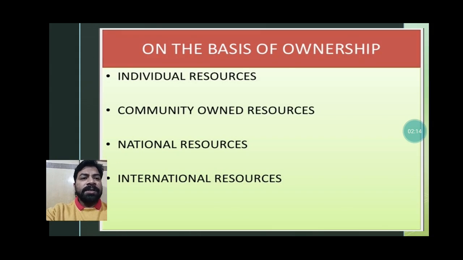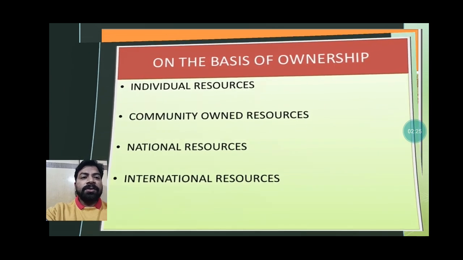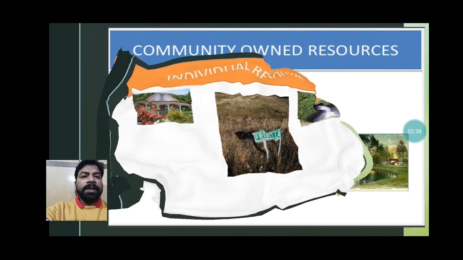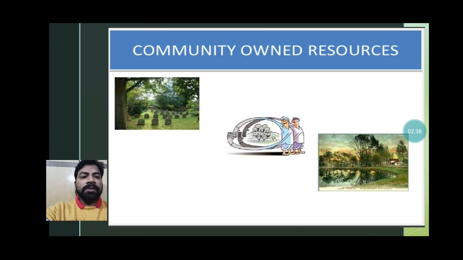When we talk about the basis of ownership, there are individual resources, community owned resources, national resources, and international resources. If we divide resources on the basis of ownership, we have our own personal resources. They are our buildings, our plot, any well. So these are coming in the category of individual resource.